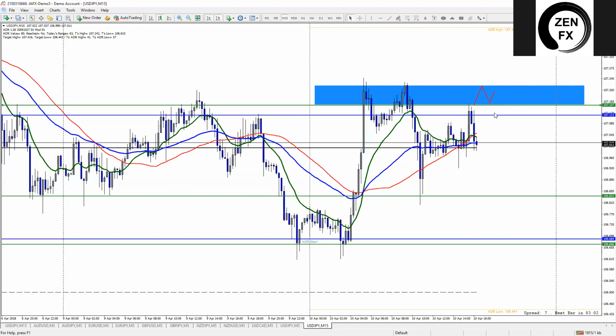This is just if we see a rejection at this level and we look to sell off of resistance, that price has this much room that it could go up.